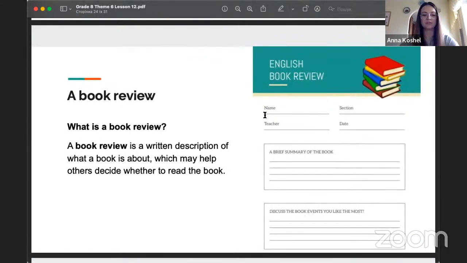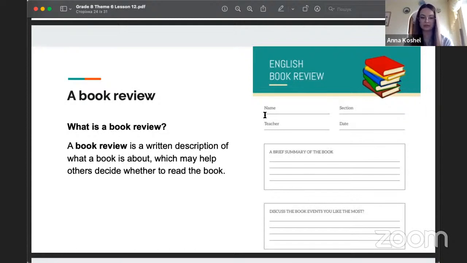As I promised you in the beginning, today we're going to revise some information about how to write a book review. Сьогодні ми трішечки поговоримо про те, як писати відгук на книгу. A book review, as you can see here, it's a written description of what a book is about. This may help others decide whether to read the book. Зараз ми швиденько пробіжимося по основним рекомендаціям про те, як писати відгук на книгу, or a book review.